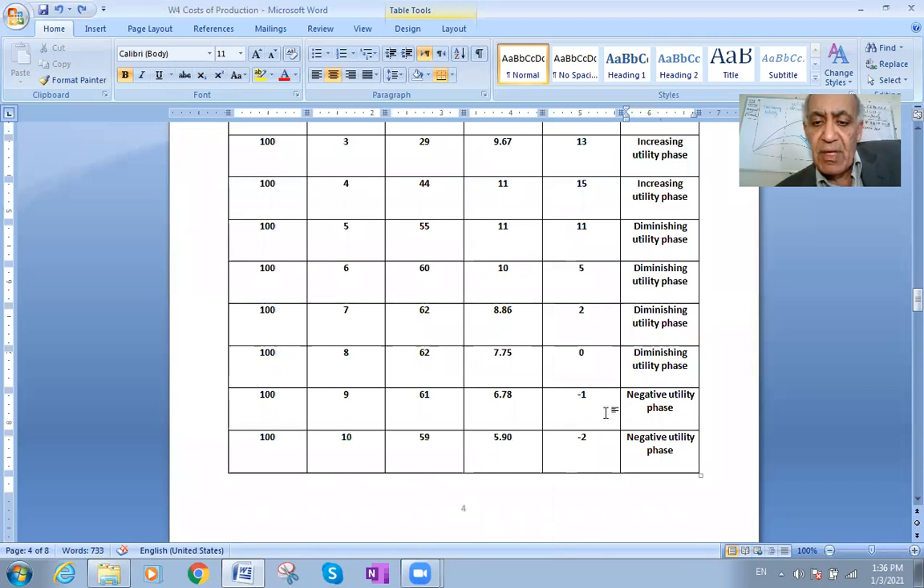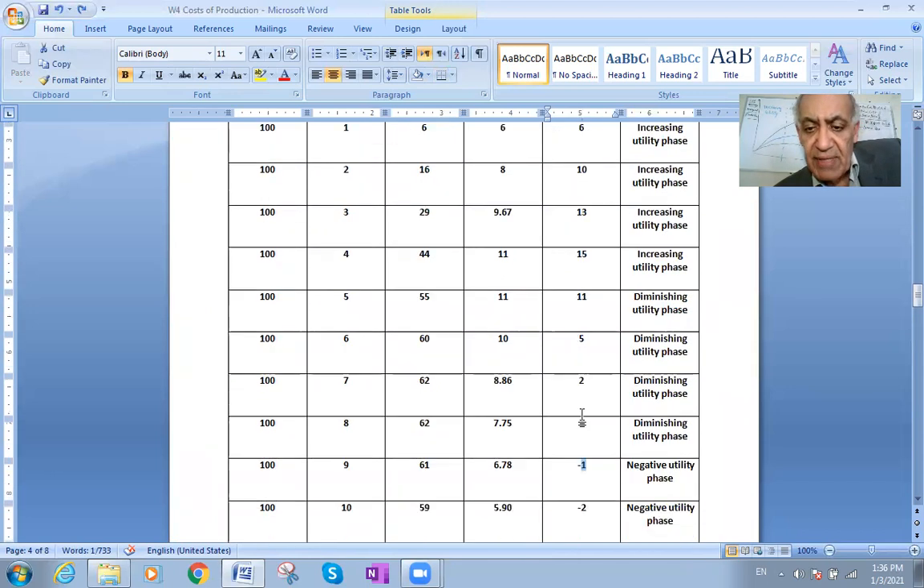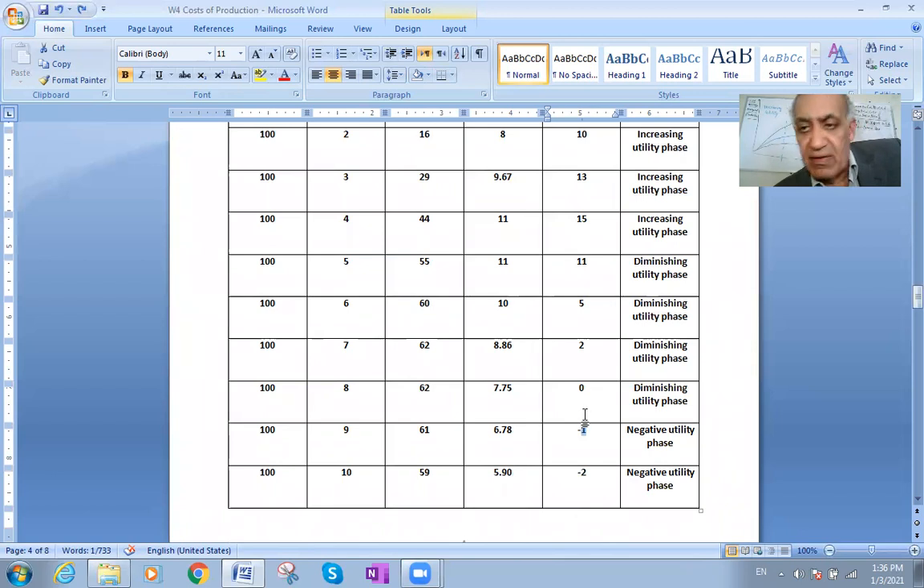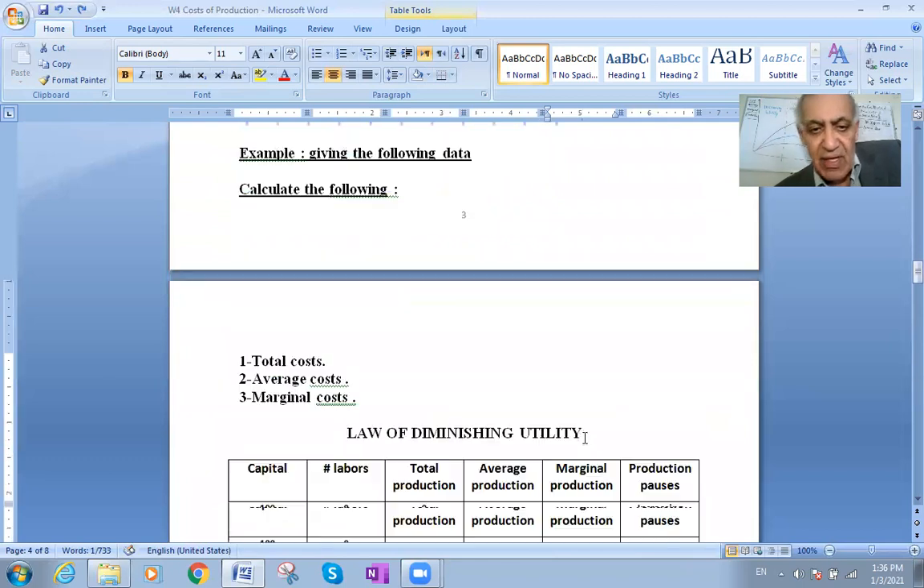Remember, when this becomes negative, I just want you to remember that it means you are in the negative utility now. It's not preferred for you to work or to produce.